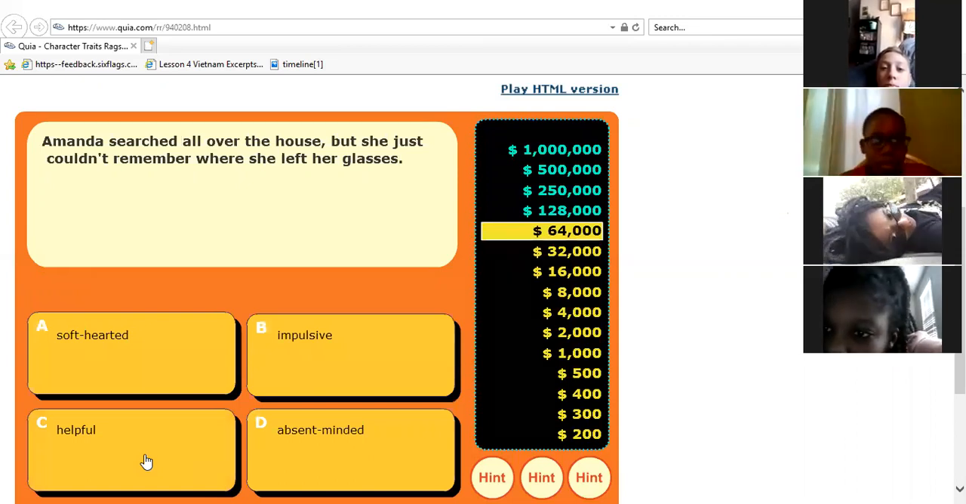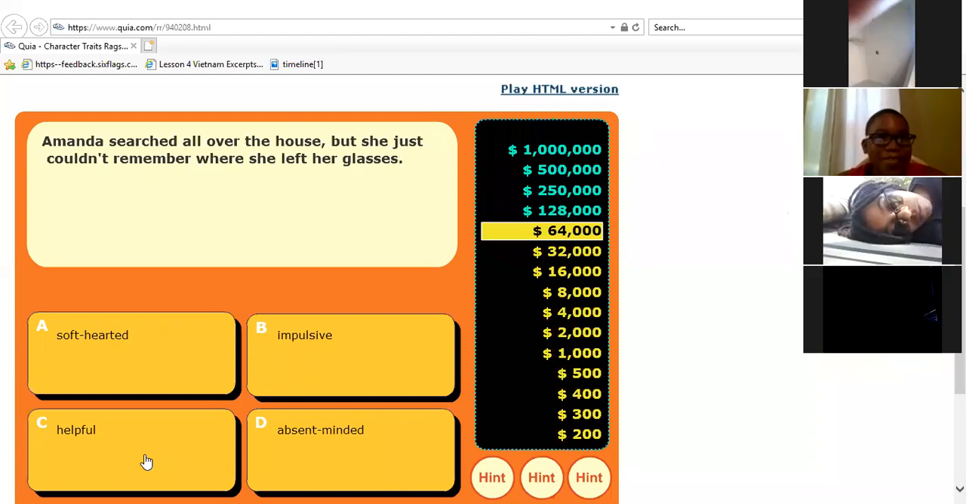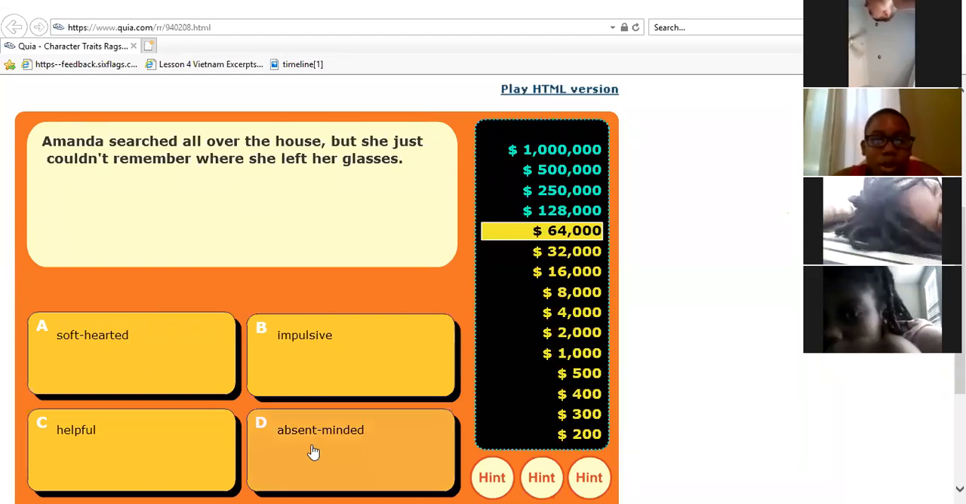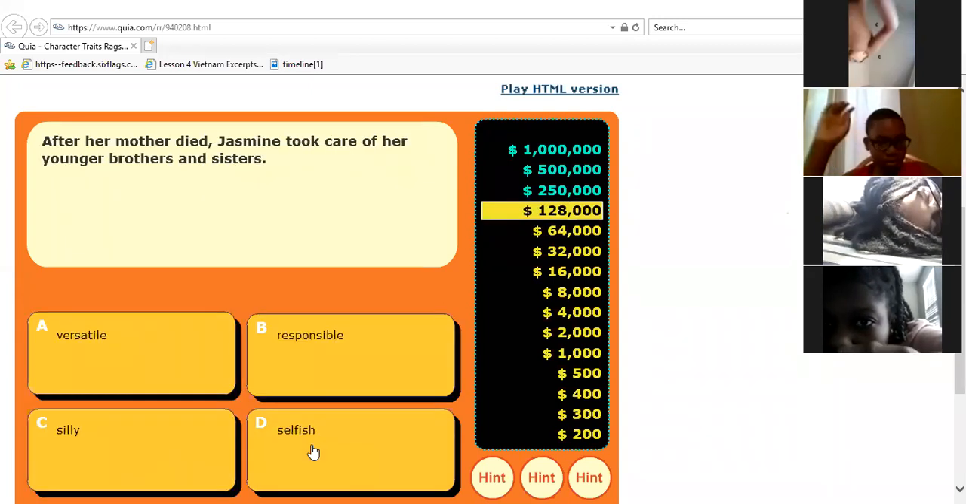Quinn, Amanda searched all over the house, but she just couldn't remember where she left her glasses. Is she A, soft-hearted, B, impulsive, C, helpful, or D, absent-minded? I think it's absent-minded because she couldn't remember where her glasses were. Very good.